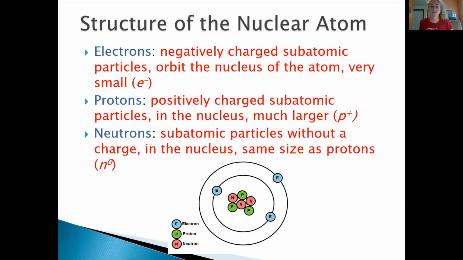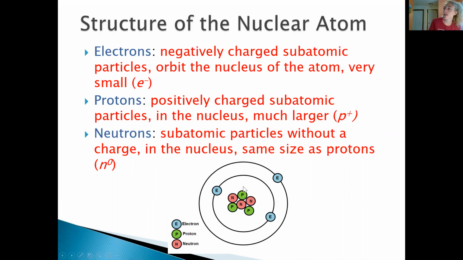There are three subatomic particles that make up an atom. Electrons are the negatively charged subatomic particles, these blue ones down here that orbit the nucleus of the atom. They are extremely small. We consider them to have 0 AMU, or 0 atomic mass units. Protons are the positively charged subatomic particles that you find in the nucleus. They are green here. They're larger than an electron. We say that they have 1 atomic mass unit, or 1 AMU.